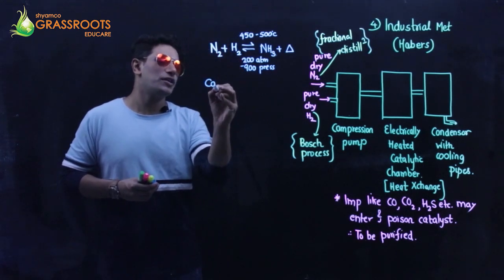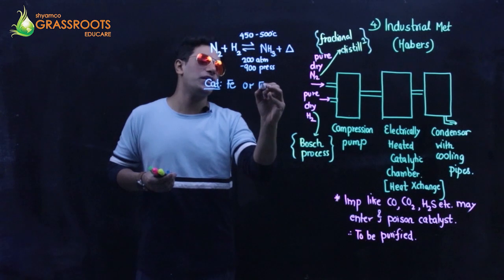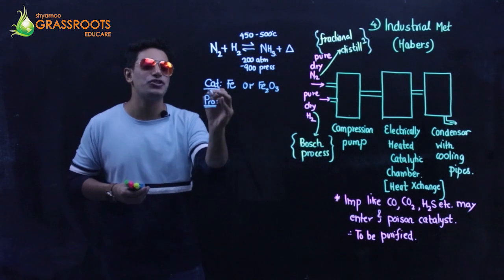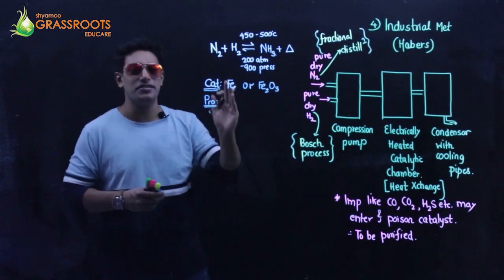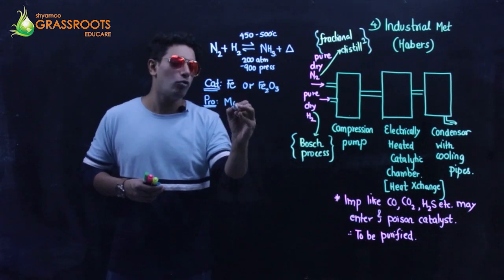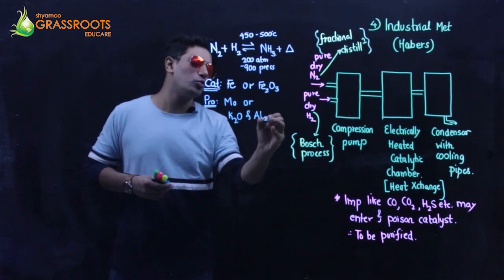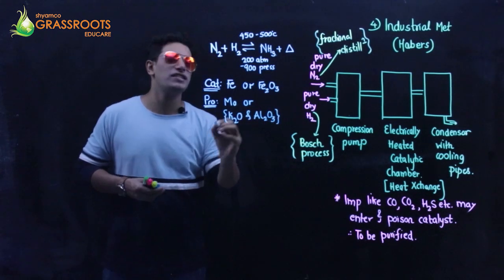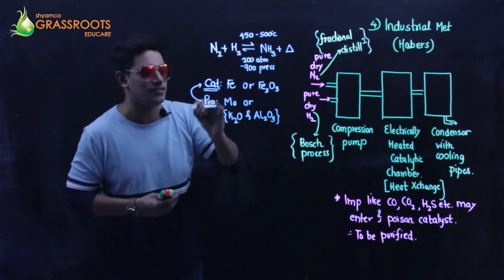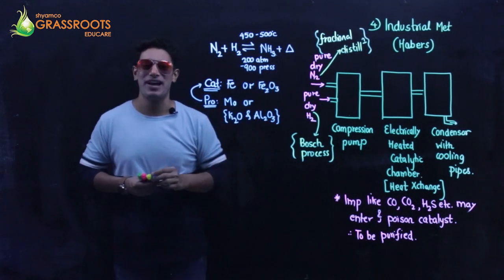The catalyst used in this reaction is Fe. We can also use Fe2O3. And the promoter enhances the efficiency of the catalyst. It pushes the catalyst. Work hard, man, you will succeed in life. The promoter used is molybdenum, or you can use K2O and Al2O3. You can also use these as the promoters. Promoters will never work on the reactants. They will only work on a catalyst. Remember that. So these are the conditions and a highly exothermic reaction.